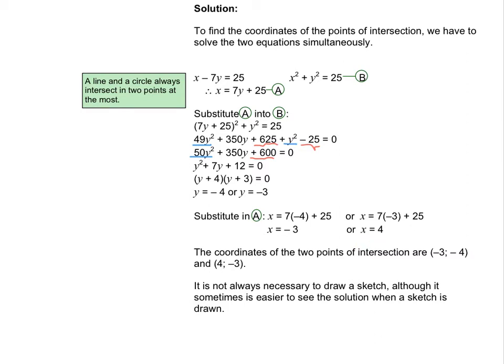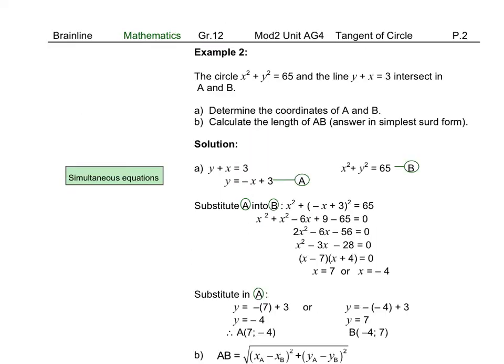So if I write it as the coordinates of the 2 points of intersection where y is minus 4, x is minus 3. And when y is minus 3, the corresponding x value is 4. We can now continue with example 2.